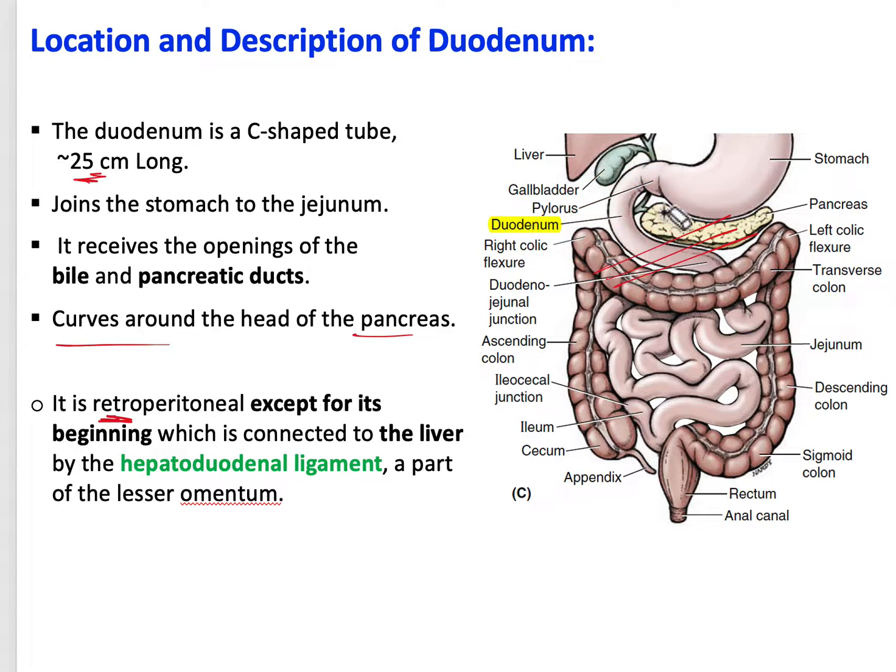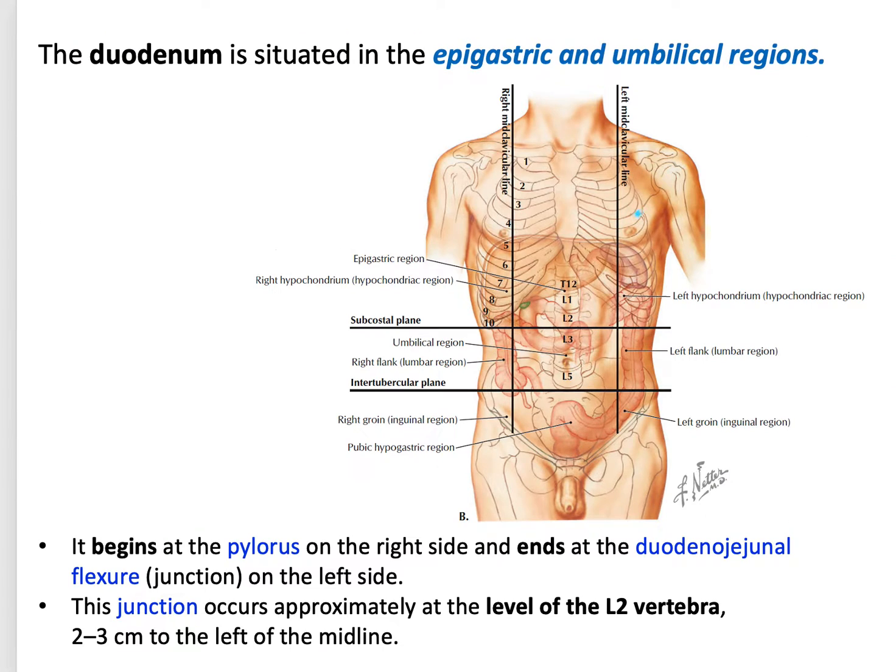The first part of the duodenum is covered by mesentery, so it's intraperitoneal. The first part of the duodenum, just the first part, is covered by peritoneum because it's connected to the liver by a peritoneum that thickened to form a ligament. So this ligament is known as the hepatoduodenal ligament, which is part of the lesser omentum. I'm expecting that you know the lesser omentum and the greater omentum. Anyway, I will give you a brief after a couple of slides about it.